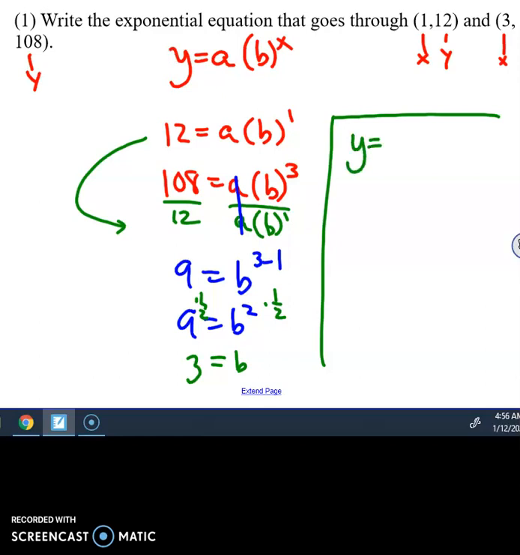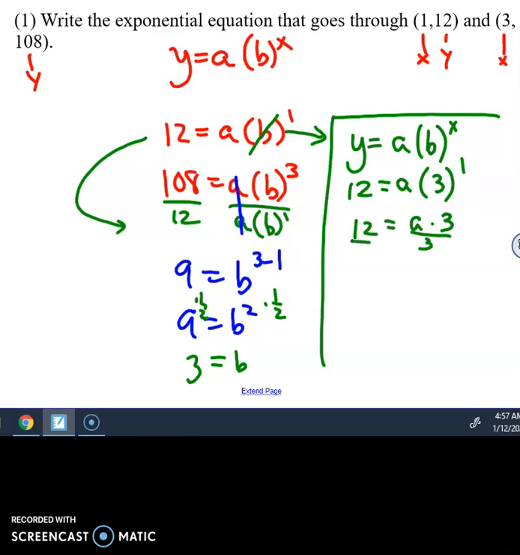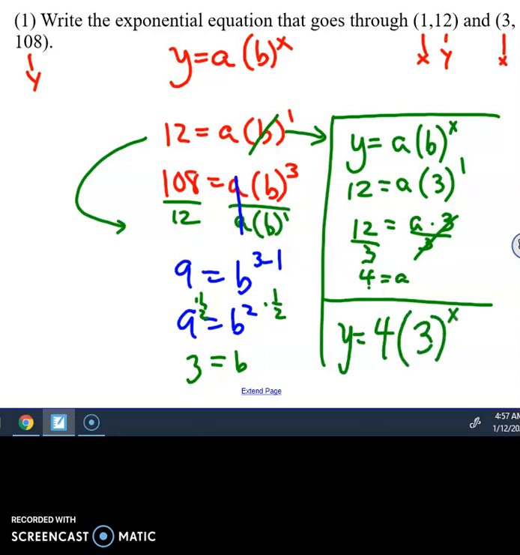So for the equation, I'm going to use this first one here. The equation has 3 of the 4 numbers now. I have 12. I don't know the a value yet, but I know the b is 3, and I know x is 1. So all I'm doing here is replacing the b with 3. I'll make it 12 is equal to a times 3. Divide both sides by 3, and a is 4. So the final equation is y is equal to my a value, which is 4, times my b value, which is 3, to the exponent of x.